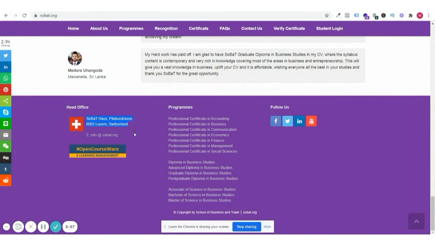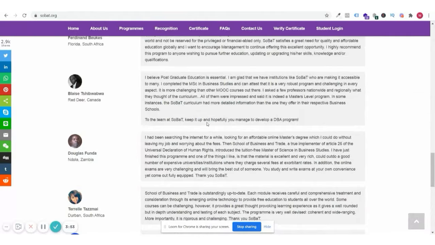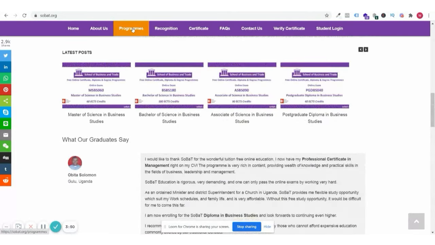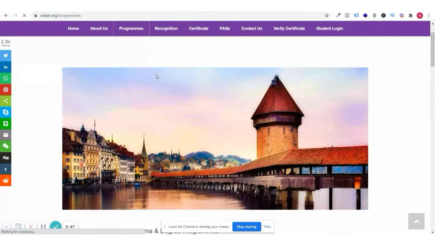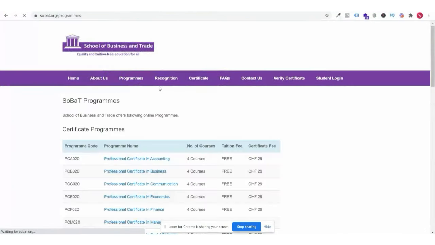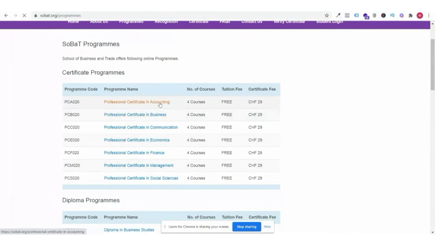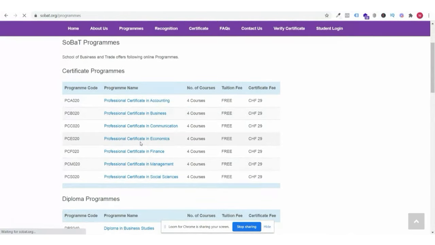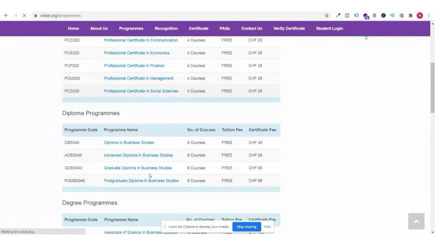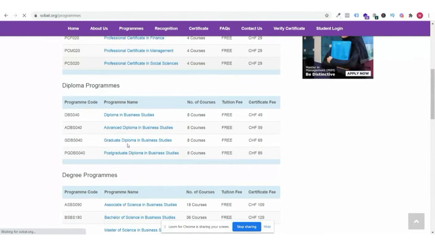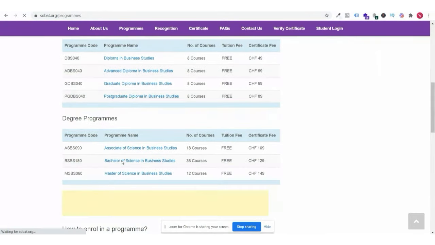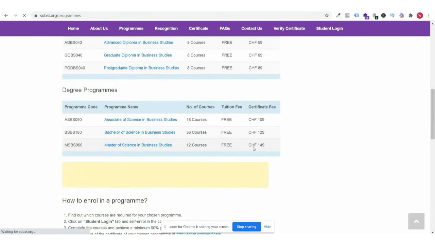Located in Switzerland. If you know anything about this school, please drop it in the comments. If you've attended or if you heard anything, we'd like to know more. So let's take a look at their programs. They have professional programs, professional certificates. They have diploma. They have graduate diploma, postgraduate diploma. And then you have Bachelor of Science and Master of Science.